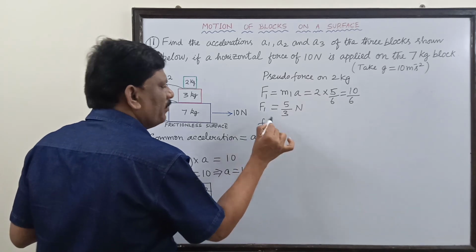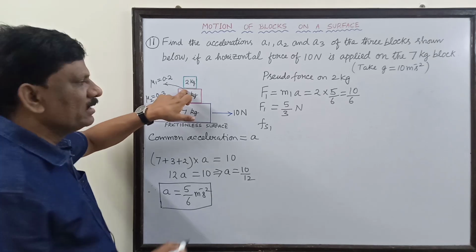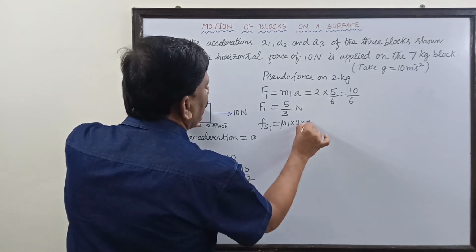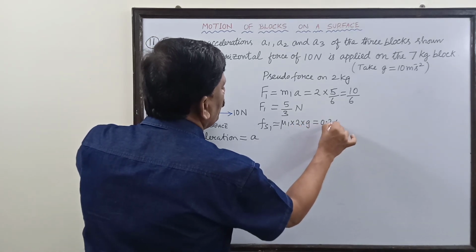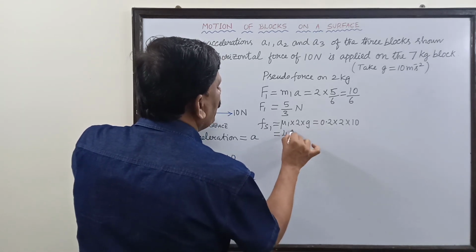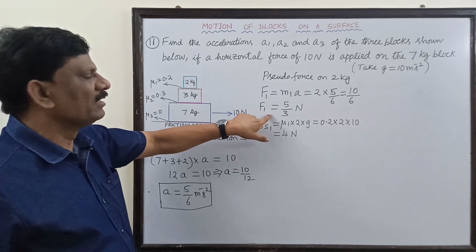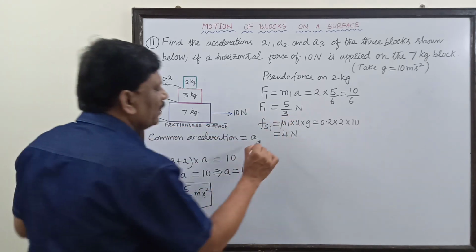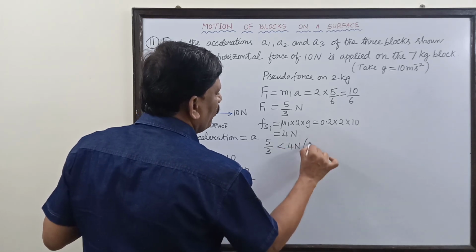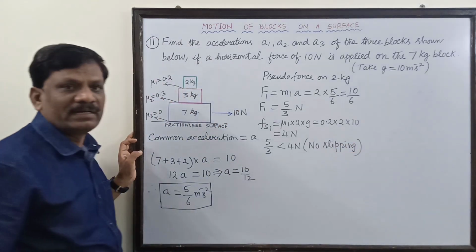Whereas the maximum frictional force between the 2 kg and 3 kg is equal to mu 1 into 2 into g. So this is 0.2 into 2 into 10, and this is equal to 4 Newton. So you can see here that the pseudo force acting on the 2 kg mass is 5 by 3 Newton, and 5 by 3 is less than 4 Newton. Therefore, no slipping occurs.